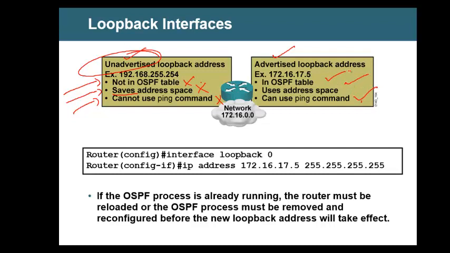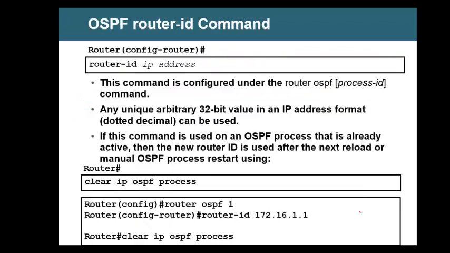If the OSPF process is already running, the router must reload or the process must be removed and reconfigured before a new loopback is picked up. We have finished talking about this. To restart the OSPF process, this is the command: clear ip ospf process.